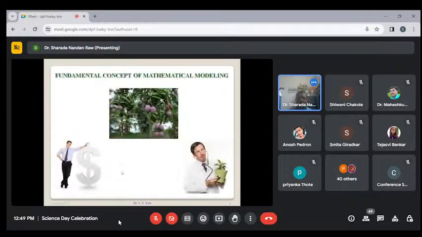Imagine this one. The fundamental concept of mathematical modeling. What is this? Just guess one guess. This is a mango tree. Okay. This is the mango tree, and there are two persons. One is a businessman and another is a biologist or botanist. So you think the object is the same, the mango tree.